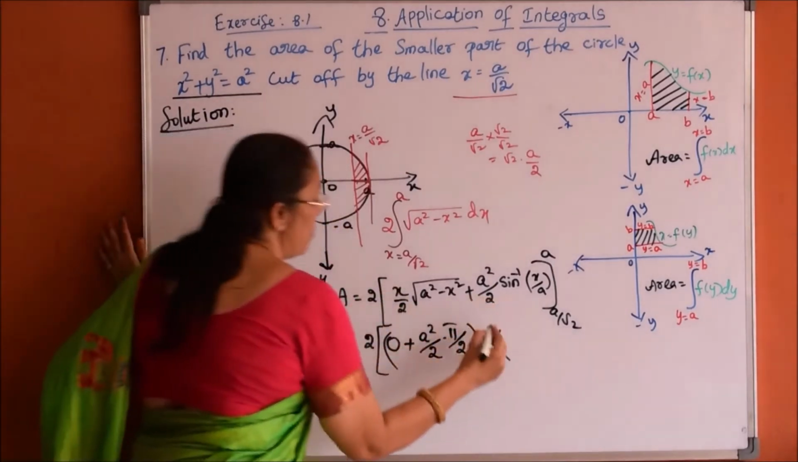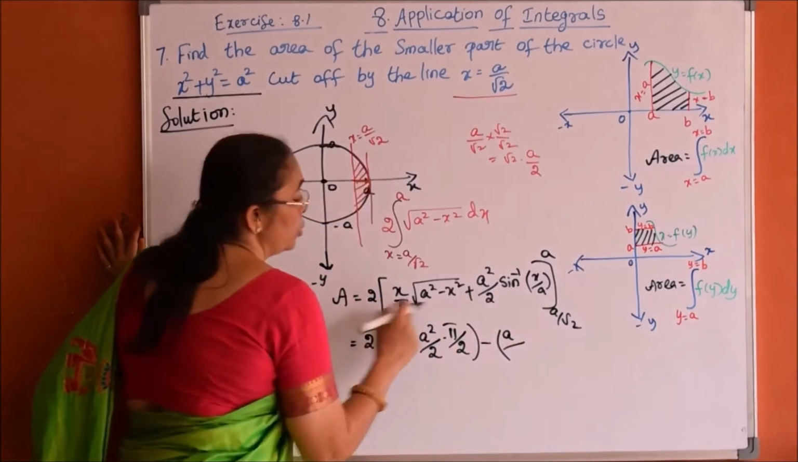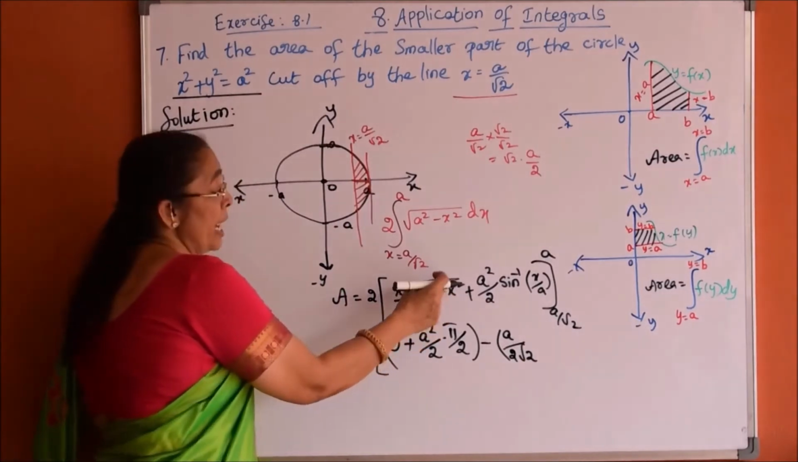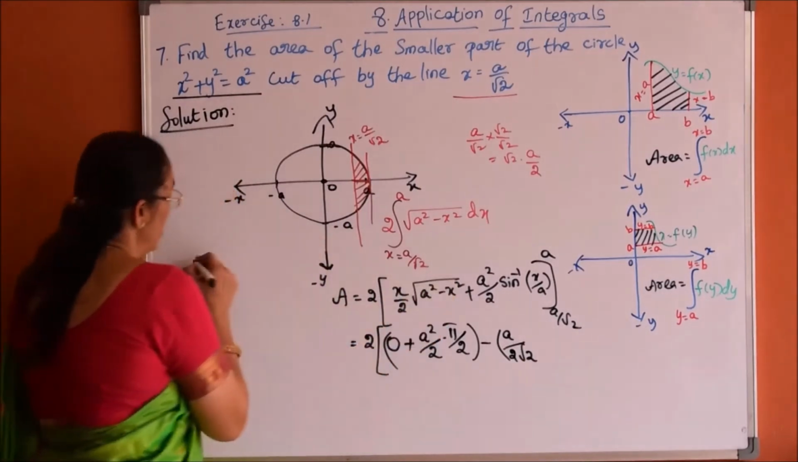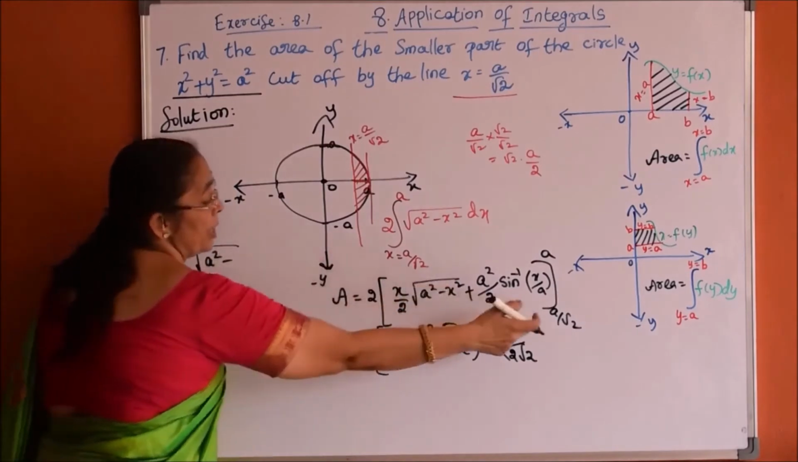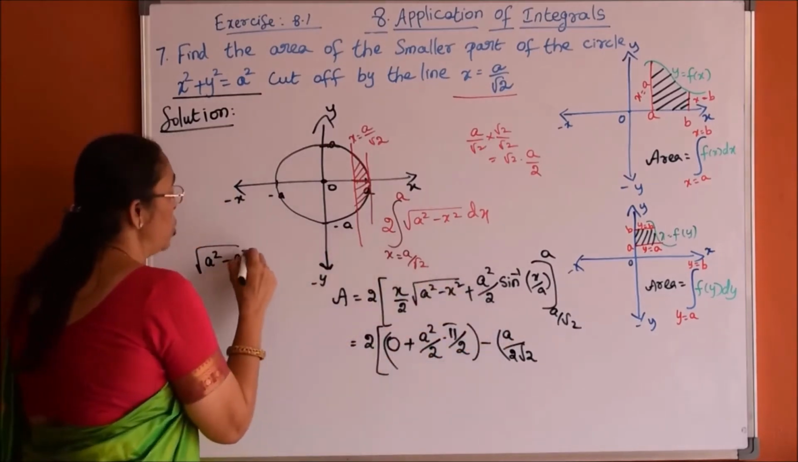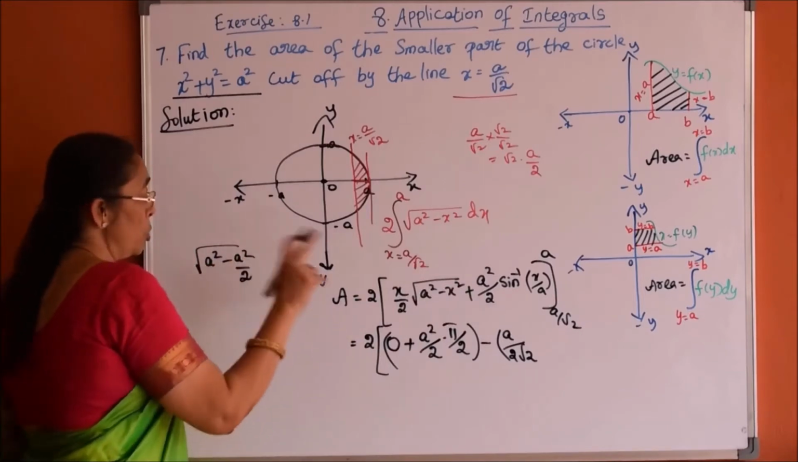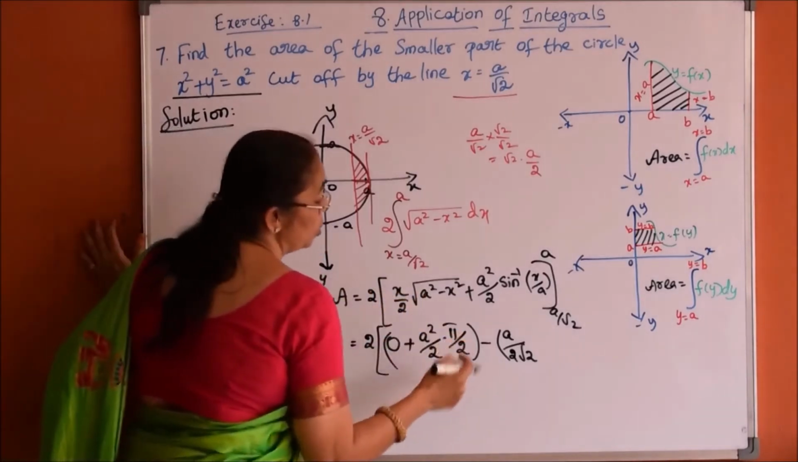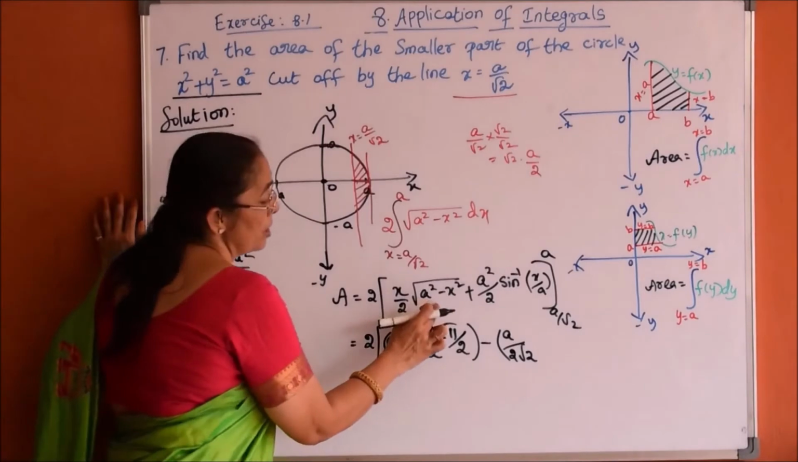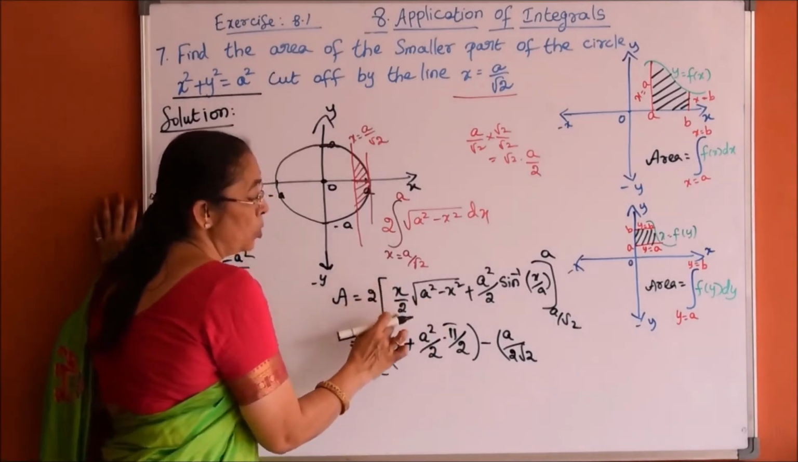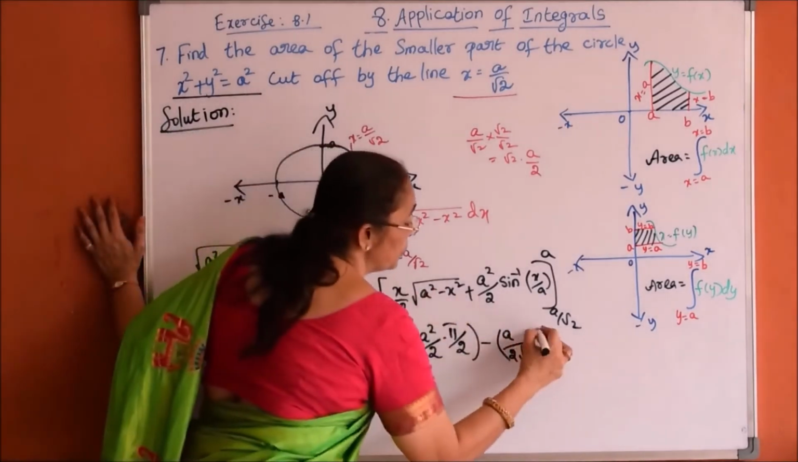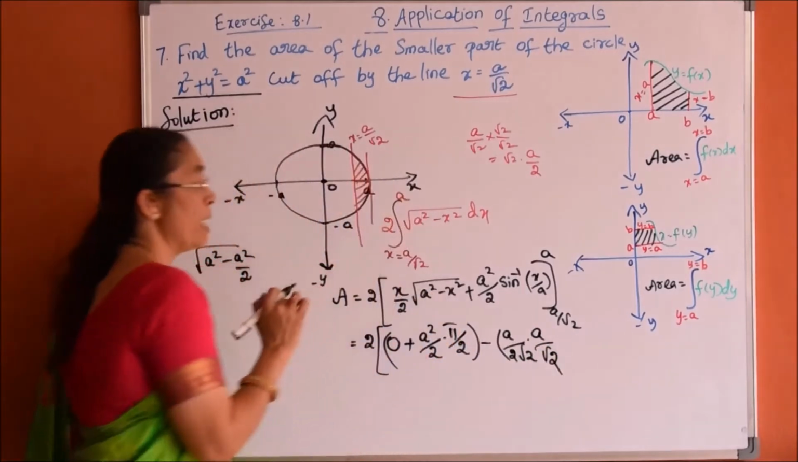X value is a by root 2. So, a by 2 root 2 times root over a square minus a by root 2 whole square. We need root over a square minus x square, where x is a by root 2. So, a by root 2 whole square is a square by 2. So, 2a square minus a square under the root, which is nothing but a by root 2. Here we already applied x as a by root 2 over 2, this 2 is there, and this value is again a by root 2.